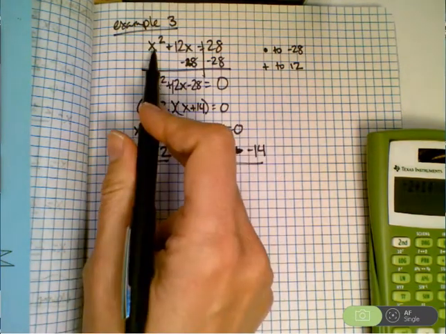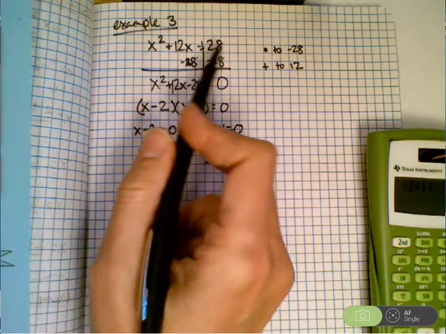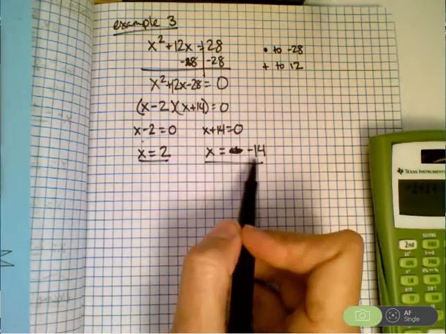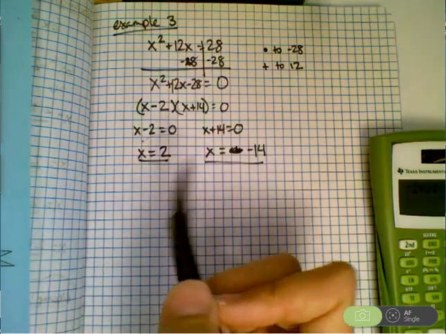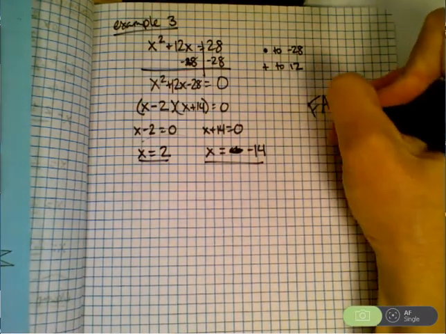2 squared is 4. 12 times 2 is 24. 4 plus 24 is 28. And you can do the same thing with the negative 14, and you would also see that that works. So this is an example of solving by factoring.